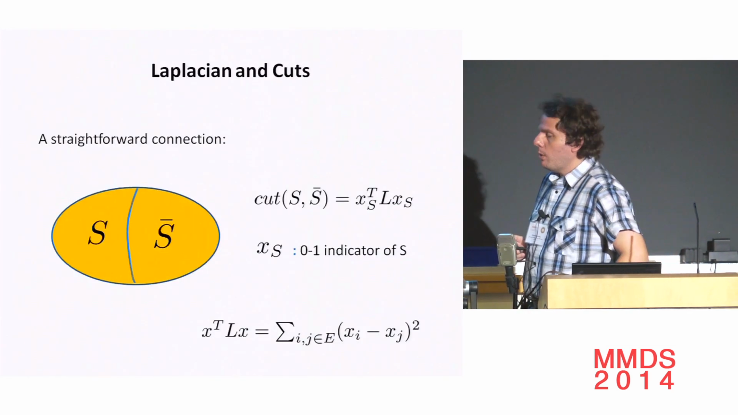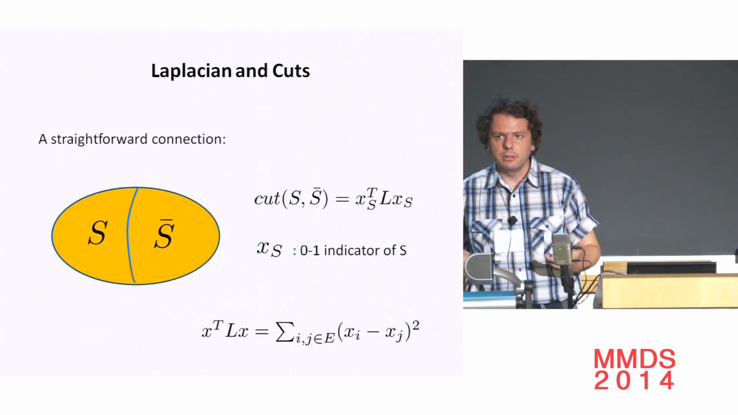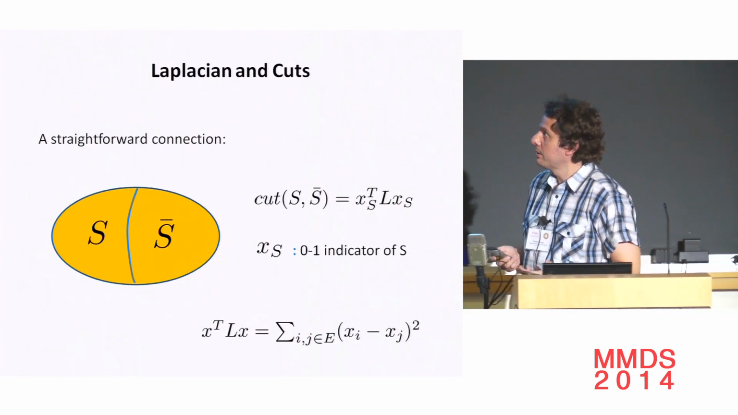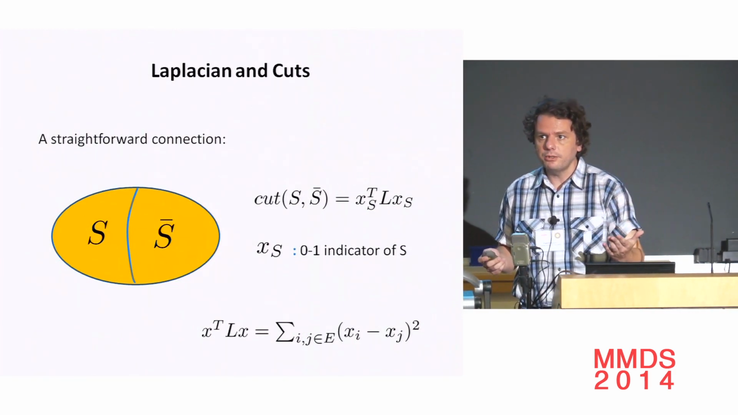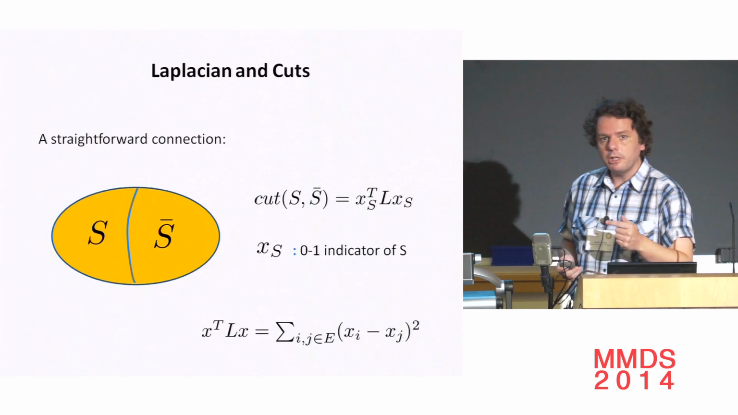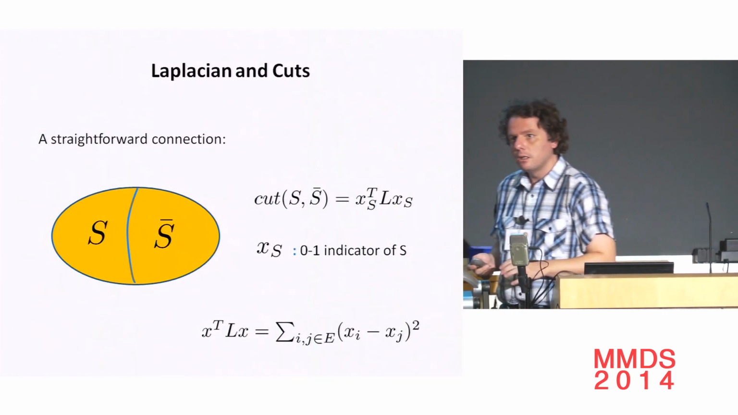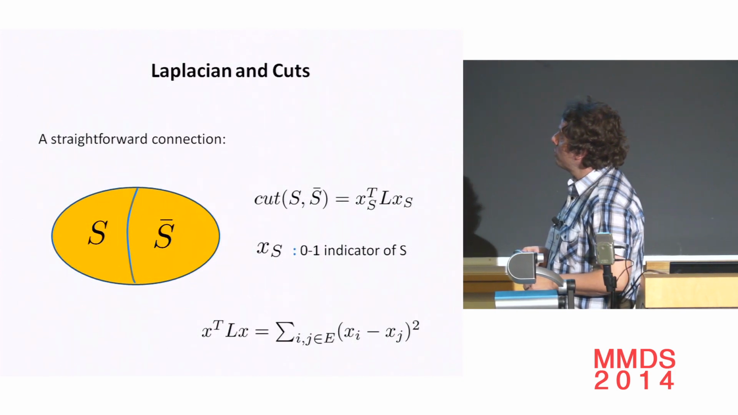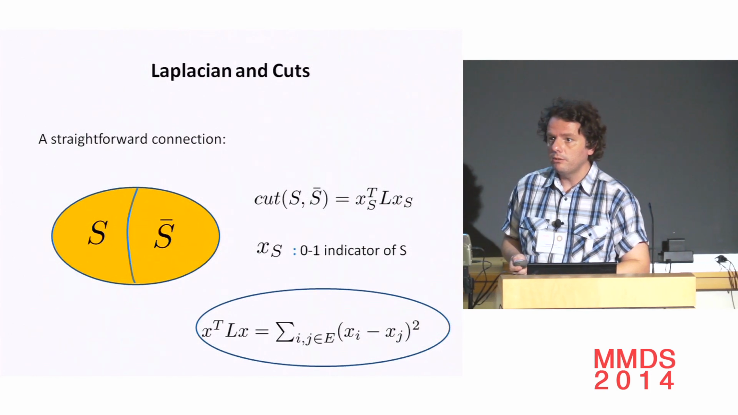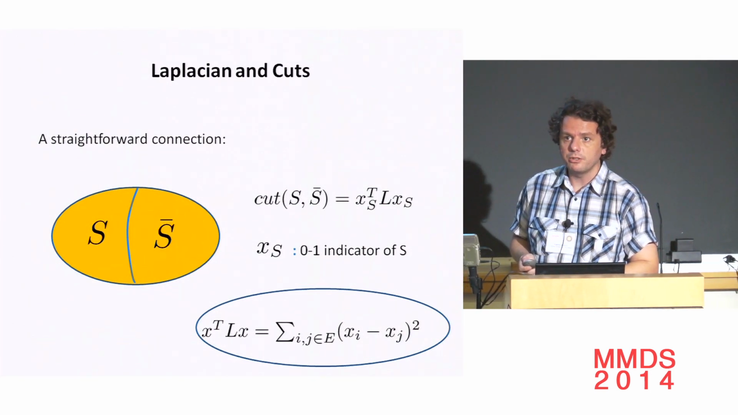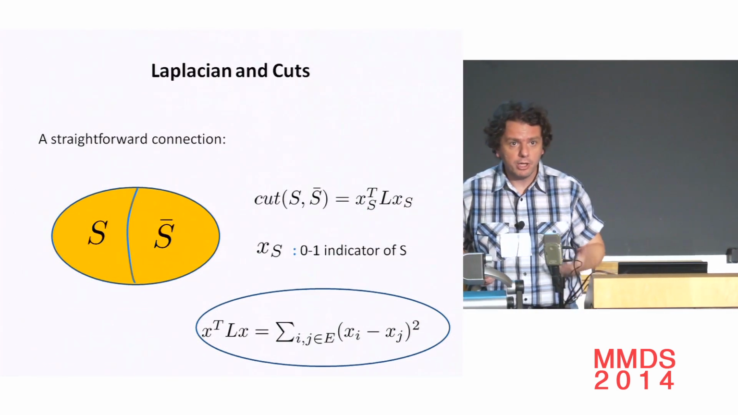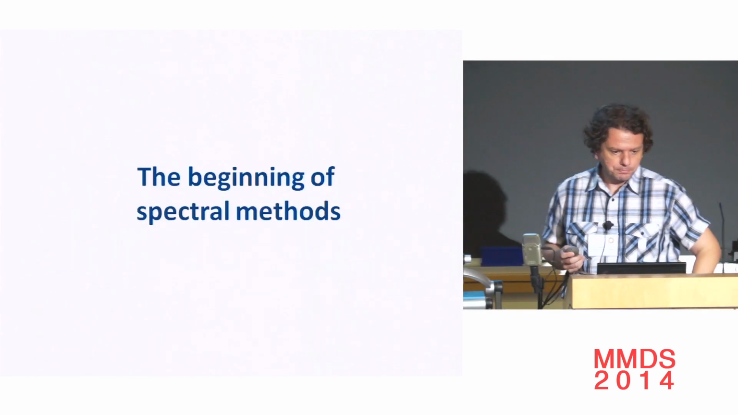Now I will be talking about cuts in graphs. There's a very straightforward connection between Laplacians and cuts. If you look at your graph and there's S and S bar, the two sets partitioning it into two parts, then the cut, the total number of edges that cross between S and S bar, can be expressed very easily in terms of this quadratic form. You set a vector x to indicate the part S or the part S bar by ones and zeros, respectively. And you just take the quadratic form x transpose Lx with that vector, and that gives you the cut. This is a very simple connection.